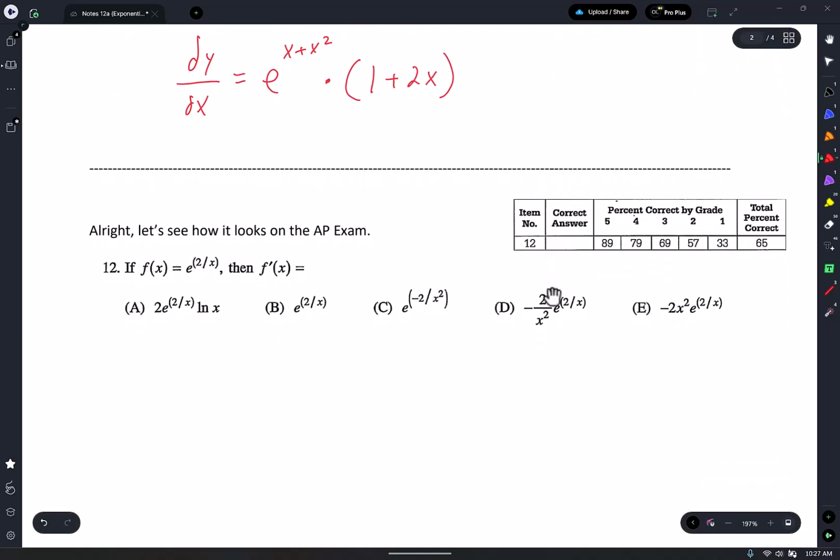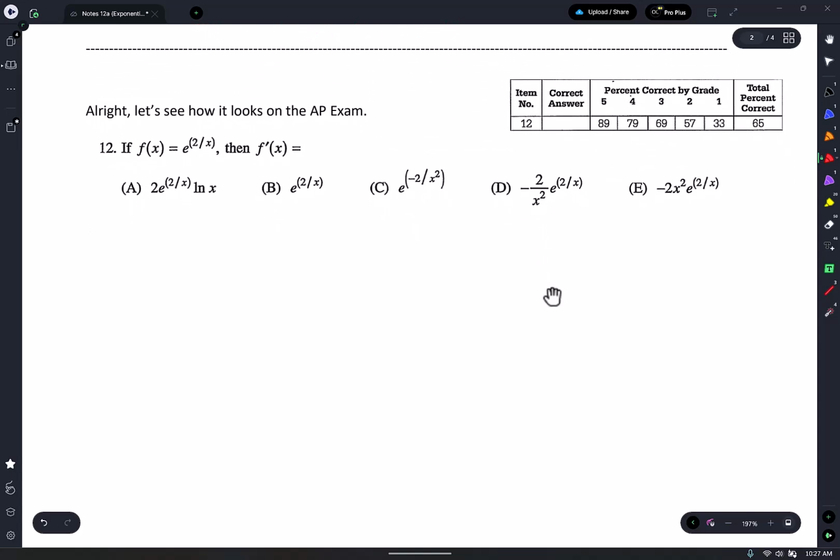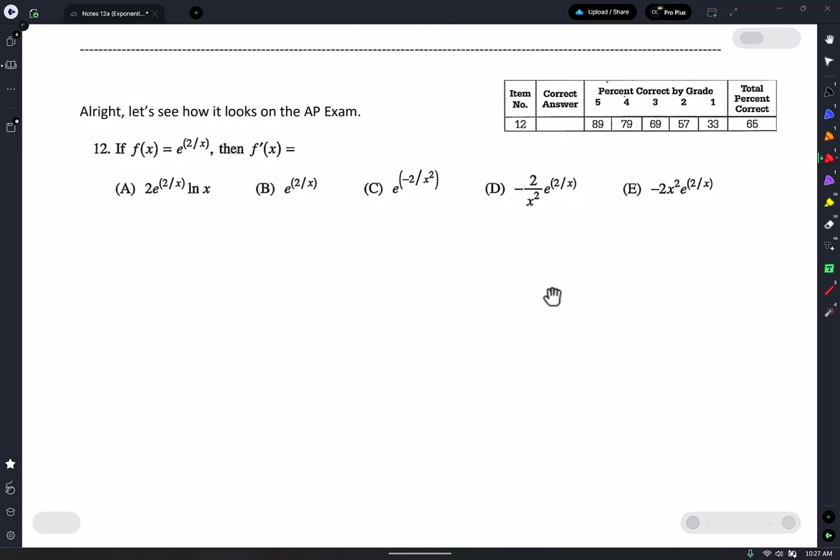Do you guys think we're ready for number 12 or no? Yes. Okay, give number 12 a shot, guys. That's from the 2008 exam.